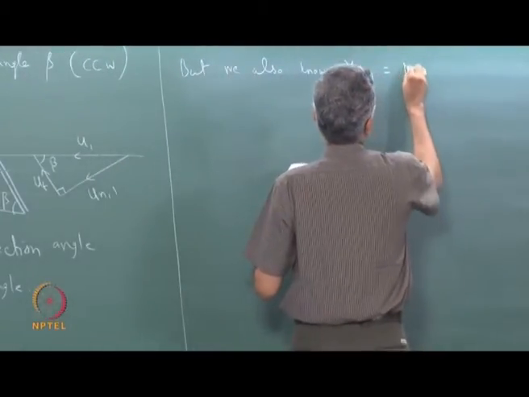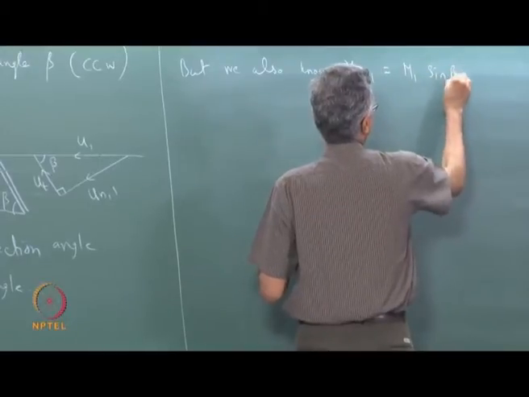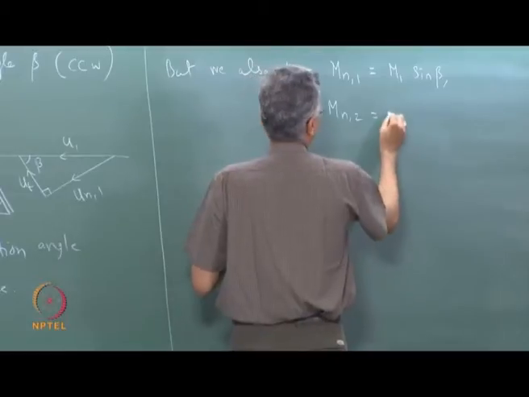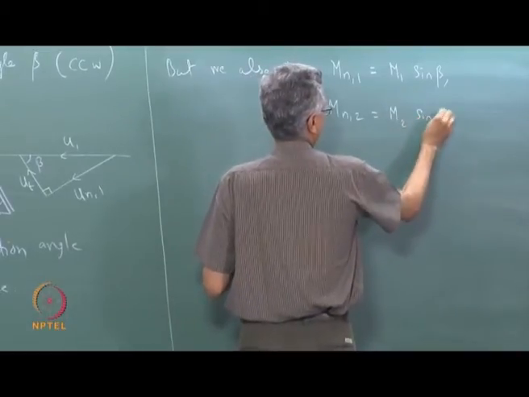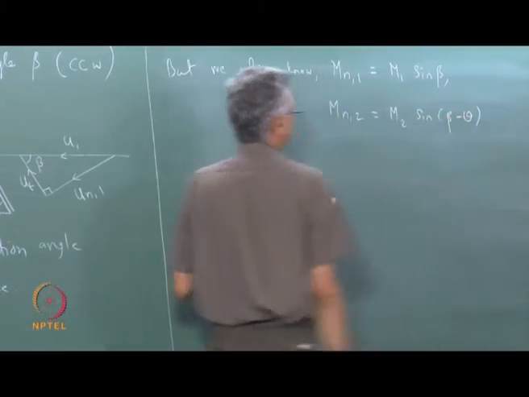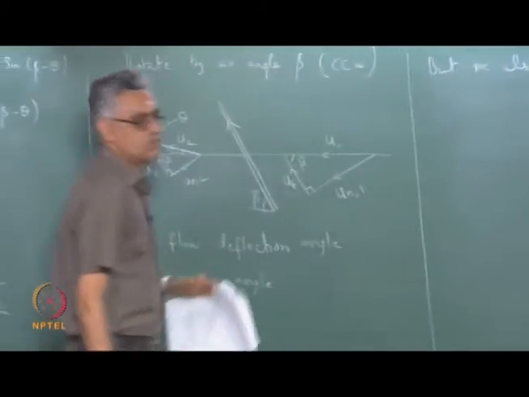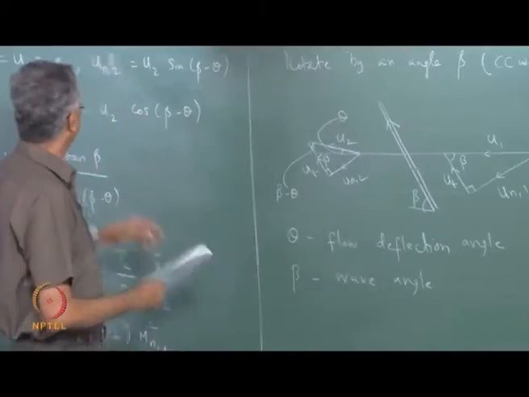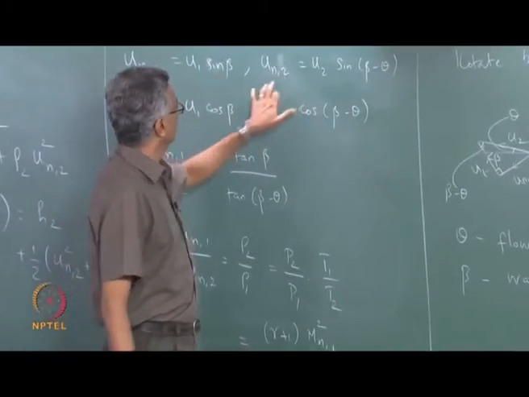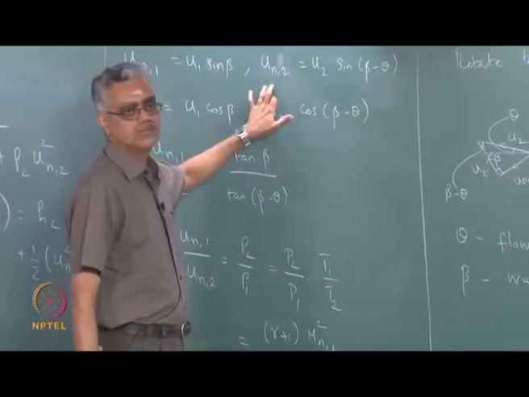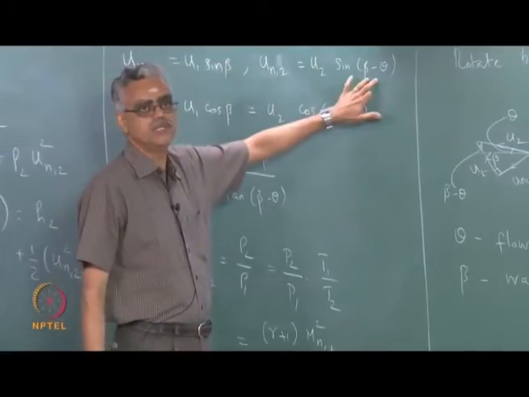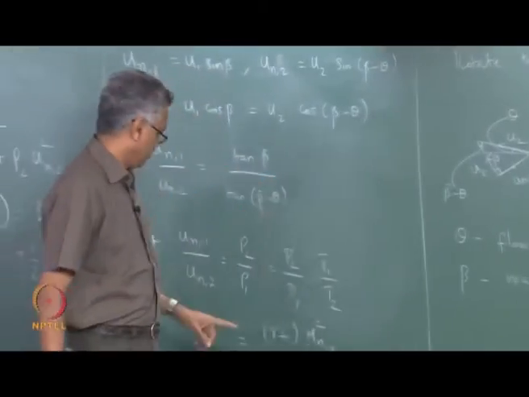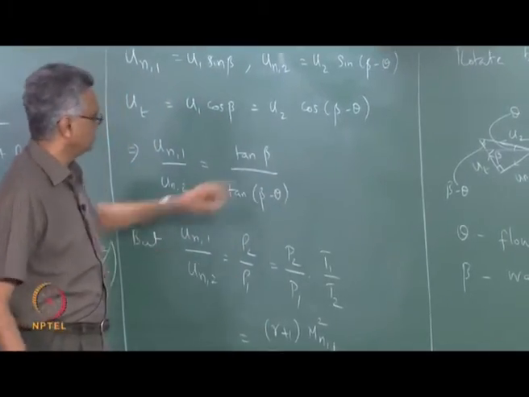So, Mn1 is M1 sin beta and Mn2 is equal to M2 sin(beta minus theta). Speed of sound is the same irrespective of the velocity component, right. So, this is why I can divide both sides of this also by square root of gamma R T2 and I will get Mn2 equal to M2 sin(beta minus theta). So, I have all these things. So, I take this, I substitute that here and equate that to here.